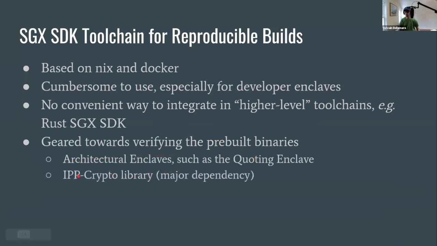There's also IPP crypto, which is a major dependency of the SDK, and mitigation of binutils, and the SDK itself. So it is really oriented towards verifying these binaries provided by Intel, if you want to check that they really build them from their open source code. But there's no convenient way to integrate that with something like the Rust SGX SDK, nor with some developer enclaves, in an easy to use manner.